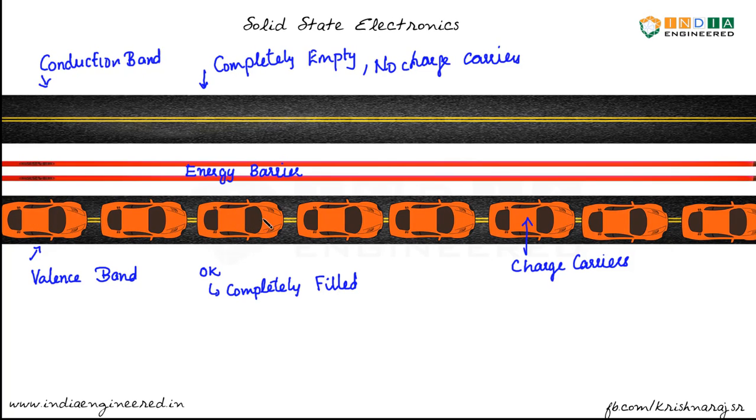Now the question is, what happens if one of these cars gains enough energy? Let's say this car gains enough energy, crosses the energy barrier and moves to the conduction band. First we will discuss holes, and then we will come back to this question.